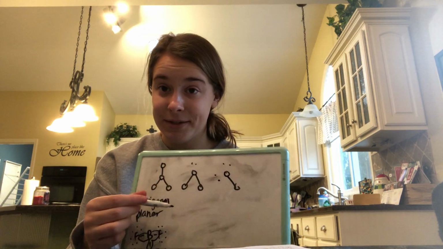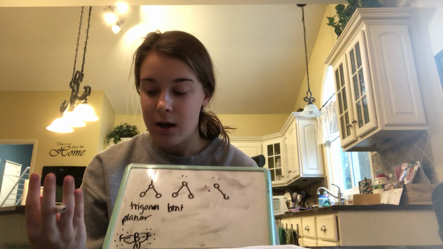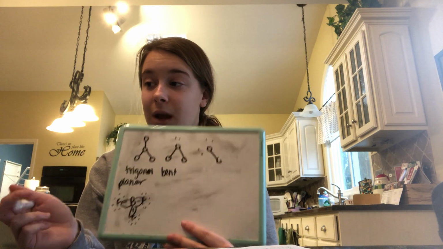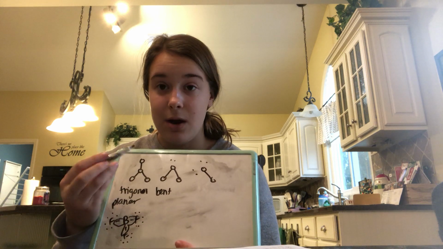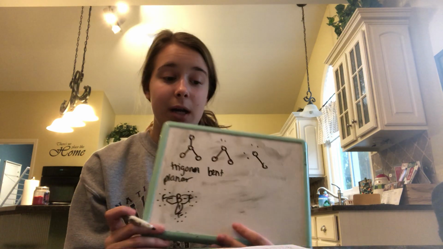So next we have bent. Yes, this is the same name as the one from 4 electron domains, but the one with 4 has 2 pairs of lone electrons, while this one only has 1. So an example of that is going to be 1 nitrogen with 2 oxygens. This one is a little abnormal, but it still works as an example.